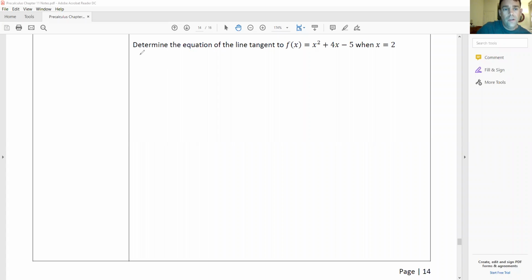First things first, got to figure out our point. We're going to plug that in there. So 2 squared plus 4 times 2 minus 5. 4, 8, that's 12 minus 5. That would be 7. So our point is going to be (2, 7).